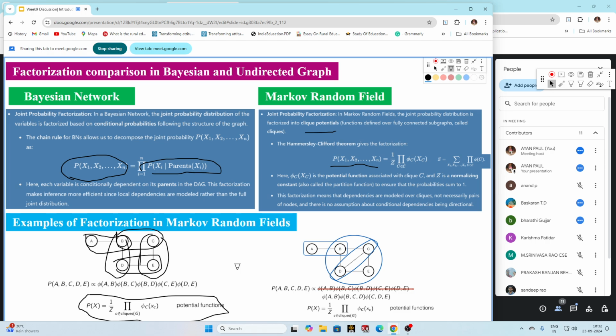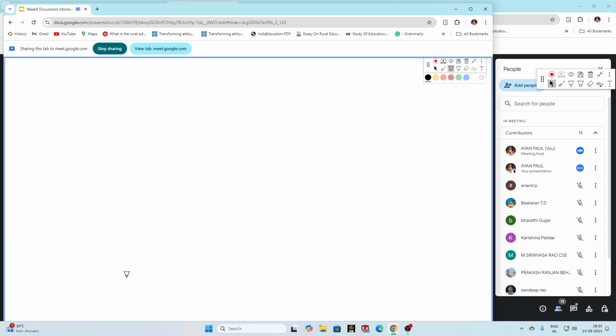Okay, so that is the concept of factorization. That is why we are breaking it into as many smaller nodes as possible, as many smaller cliques as possible. So this is about factorization comparison in this Bayesian and Markov random field.